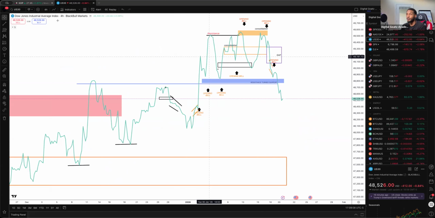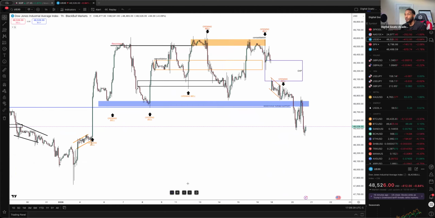When we're looking at the hour, and I know I'm spending a lot of time on US 30, but that's definitely been my main focus. And again, if you see US 30 unfolding like this, more than likely S&P and the Nasdaq are doing this as well.